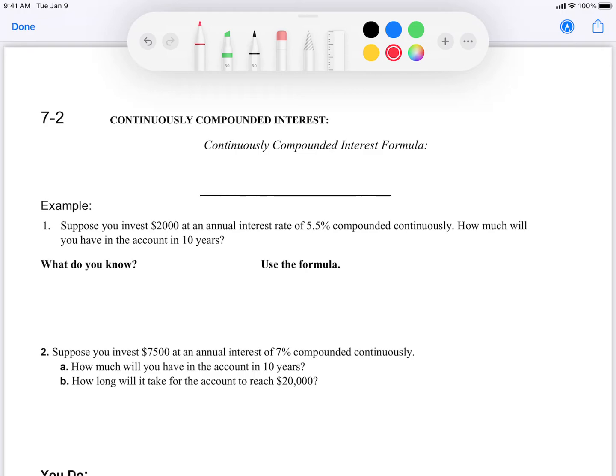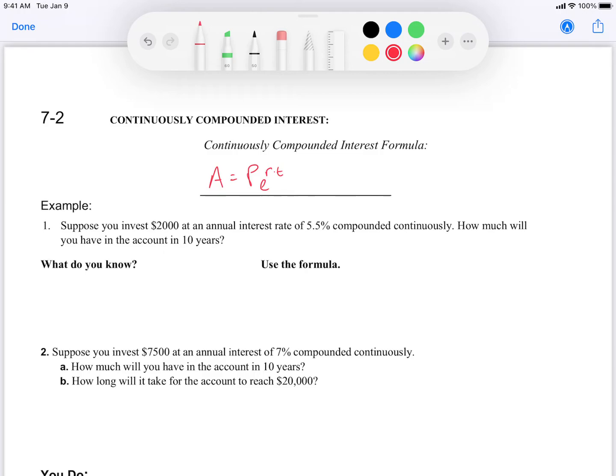So, the continuously compounded interest formula is A, my amount, is equal to my principal times e to the rate times time, okay? Or PERT, okay? You want to remember your continuously compounded interest formula, just PERT. Use PERT. Not PERT plus, it's PERT. Okay, that was a terrible joke. Anyway. Very funny. I have no idea what that means, but.